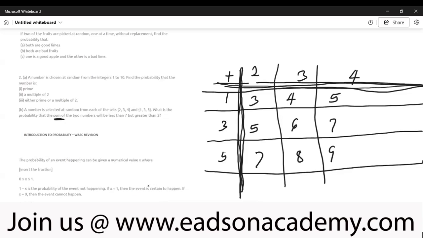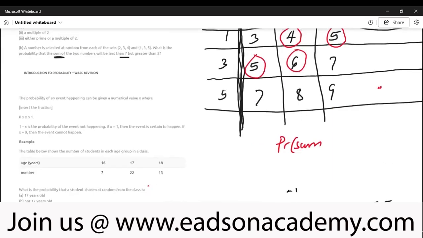The question says, what is the probability that the sum of the two numbers will be less than 7 but greater than 3? This is our result, separated with double lines. Of all these, which numbers are less than 7 but greater than 3? Let's circle them. 4 belongs there, 5 belongs there, another 5 is here, another one is here. So how many do we have altogether? 1, 2, 3, 4.